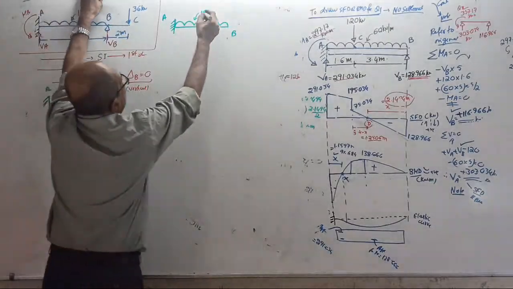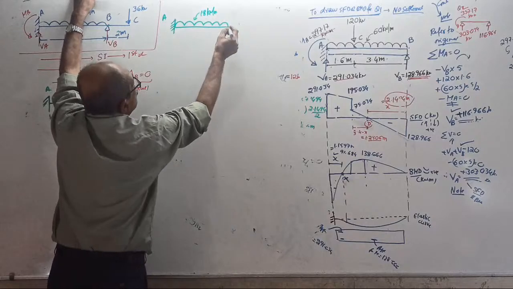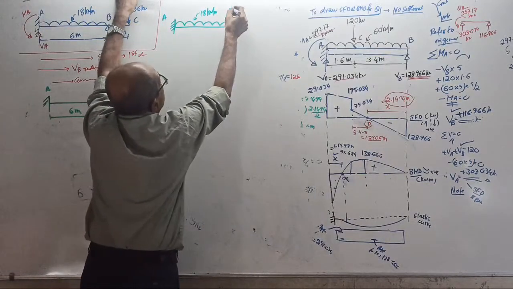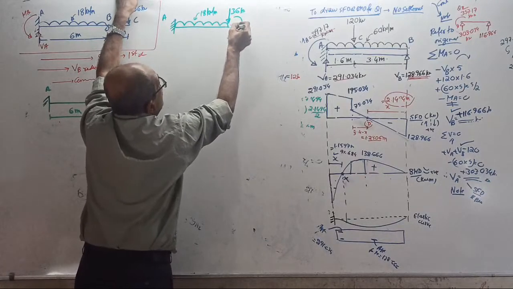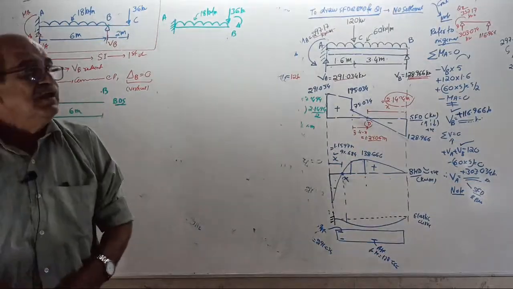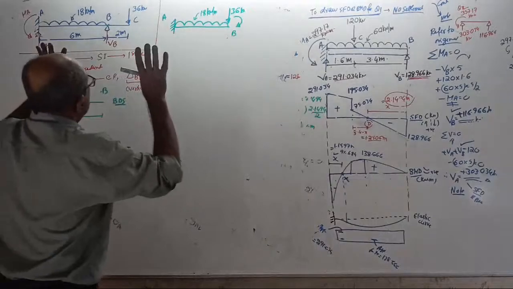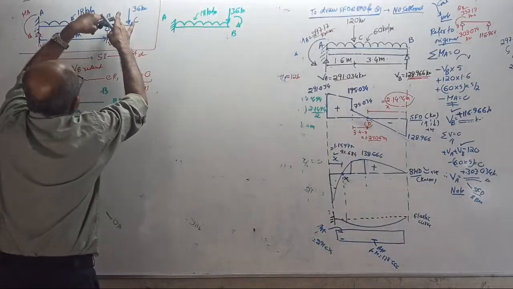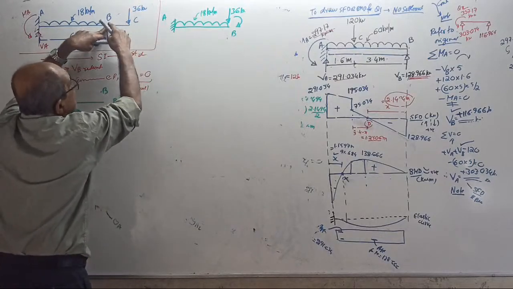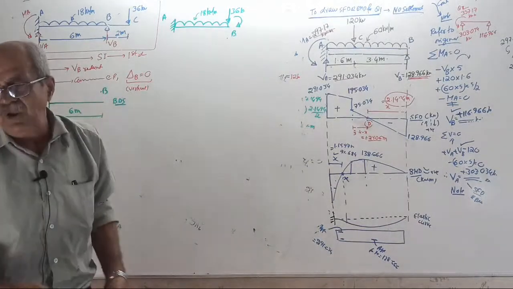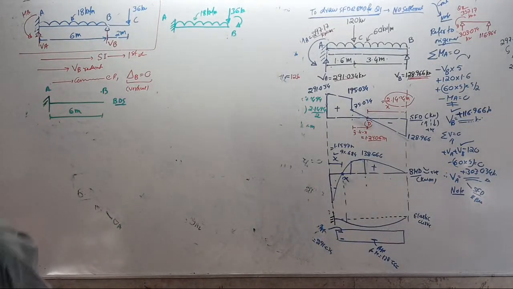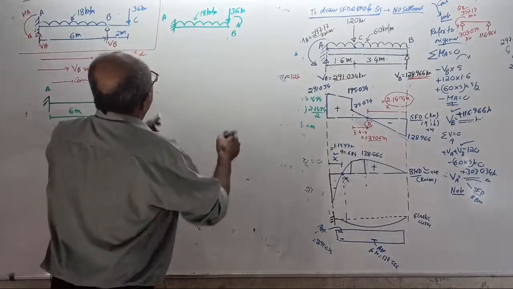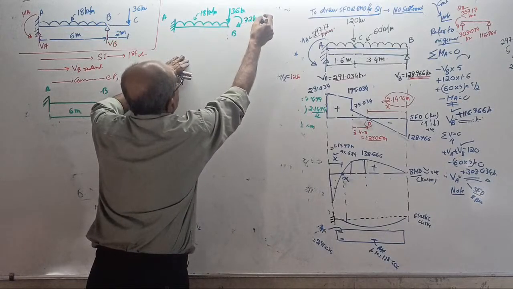While during solution, don't consider the overhang. 18 kN per meter. And remember, this 36 kilonewton here, you shift it here, it will become a point load of 36 kilonewton and a couple of, tell me how much? You remove that overhang effect, we want the displacement at B. We are not interested in what happens beyond B. For displacement purpose, shift the load to B: 36 down and a couple of 72 kilonewton meter. Okay, now start.